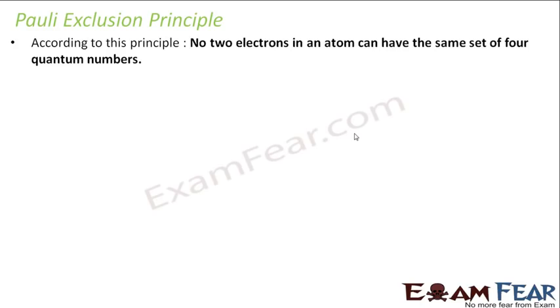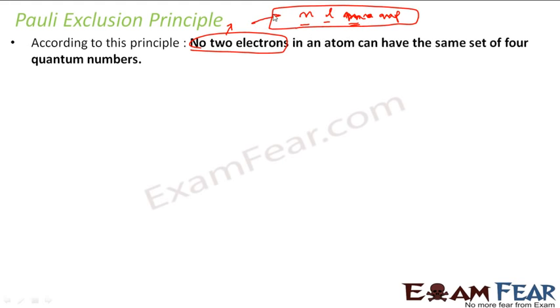Next is Pauli's exclusion principle. We have told that the lower energy gets filled first, but how many electrons can there be in one orbital? That was something not defined. So Pauli's exclusion principle says that no two electrons in an atom can have the same set of 4 quantum numbers. This is Pauli's exclusion principle. That means n, l, m, ms, these 4 quantum numbers we have, right? Principal quantum number, azimuthal quantum number, orientation quantum number, and this is my spin quantum number. So with all 4 quantum numbers, I can uniquely identify an electron.